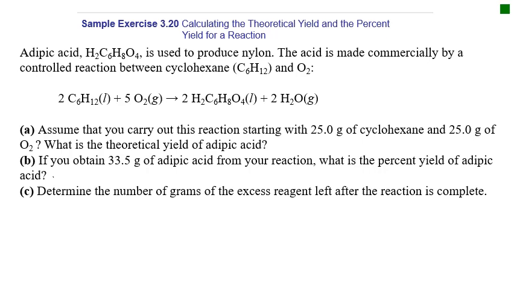Now hopefully you remember from our percent yield conversation earlier that the theoretical yield for a reaction is the maximum amount of the product that could be produced from the given reactants. In part B, based off of a lab collected 33.5 grams of the adipic acid, we are going to determine what the percent yield would be for this reaction. And then part C, we are going to determine the number of grams of the excess reagent left after the reaction is complete. In order to be able to have this all on one page, we're going to transition all of the work onto the next slide.